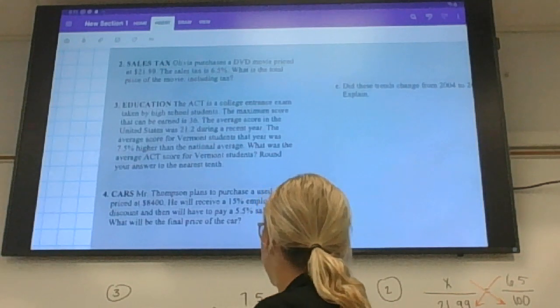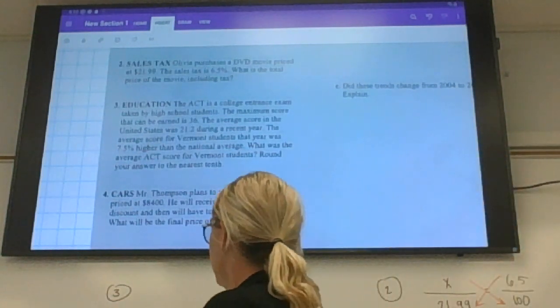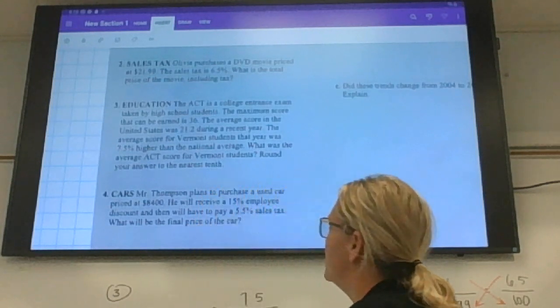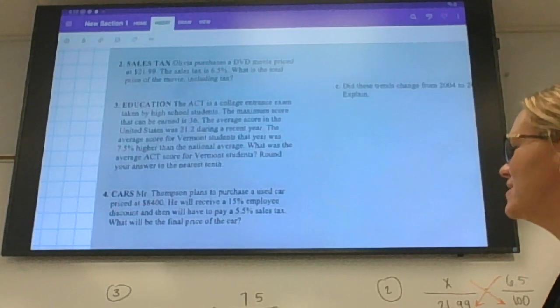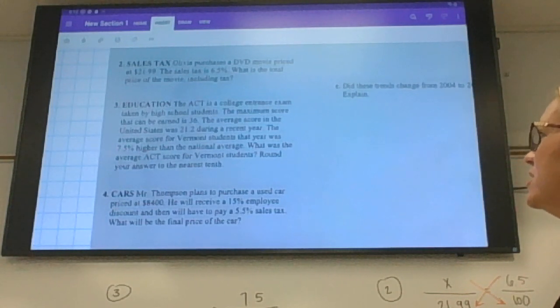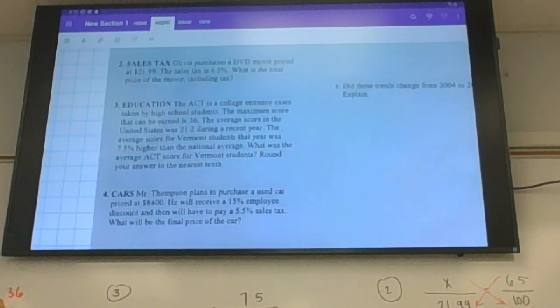Okay. That's it? Okay. So 3 is confusing because there's too many numbers. There's extra information. The ACT is a college entrance exam taken by high school students. The max score is 36. The average score in the U.S. was 21.2. So we're gonna put 21.2 in the original. Vermont was 7.5% higher than the national average. What was the average ACT score for Vermont? So it's actually the 36 that is extra information.